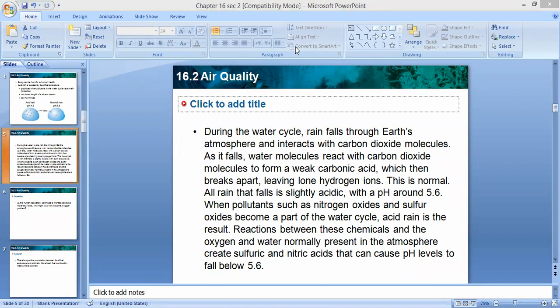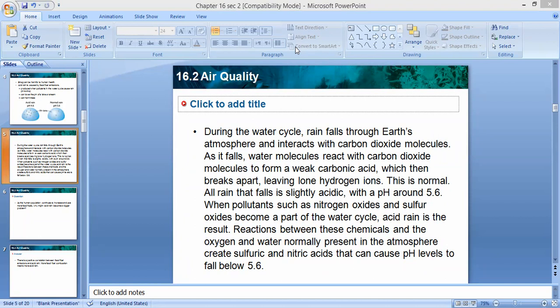When I have more nitrogen oxides and sulfur oxides, their reaction with water makes acids, which are sulfuric acid and nitric acid. These will cause the pH level to fall below 5.6, which means the water that will fall on the earth will be acidic, acid rain, and this will harm some ecosystems.